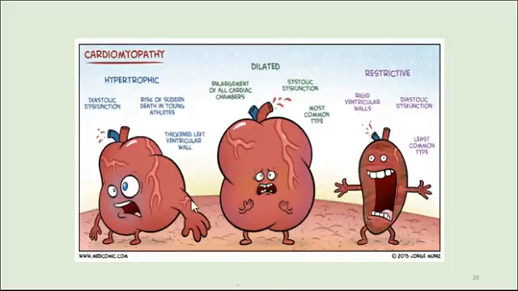So you see here the dilated is the most common. Behind it comes the hypertrophic, and the least common over here is restrictive. So this dilated is enlargement of all cardiac chambers, and it's a systolic dysfunction. And if you don't remember the systolic, go back to the beginning of this lecture or the PowerPoints talking about systolic function.